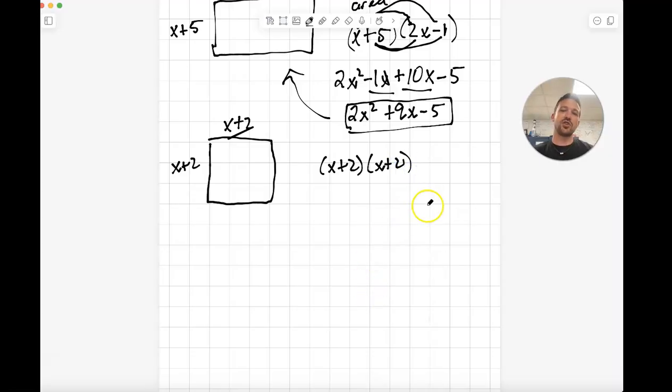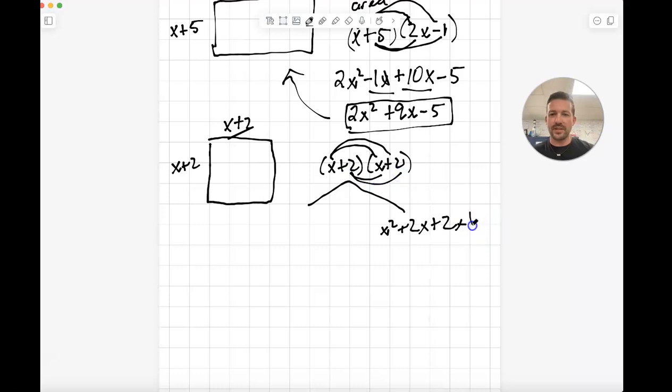And I want you to know there's two ways to write this, okay? You could do it like we just did. So x times x is x squared, plus 2x plus 2x, plus 4. And that would make x squared plus 4x plus 4. That's one way to write it. And the other way is you could simply write it as x plus 2 squared, right?